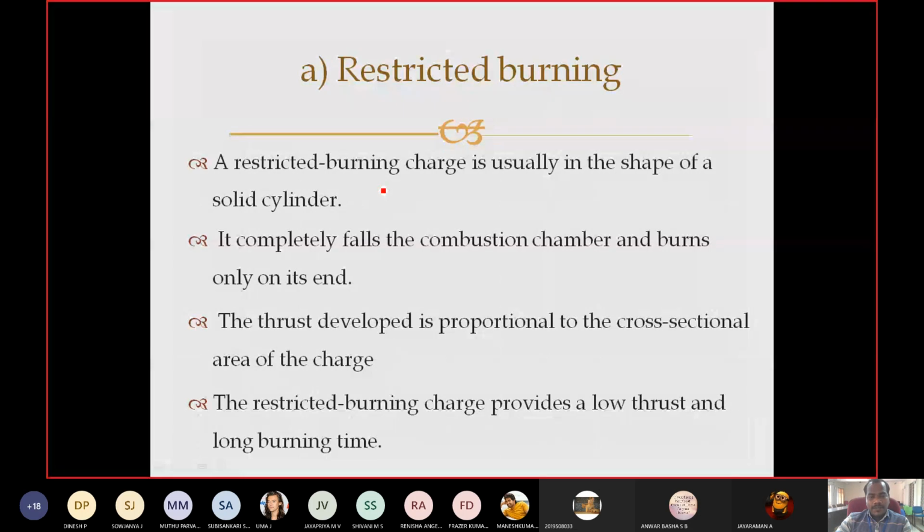The thrust developed is proportional to the cross-sectional area of the charge. This restricted burning charge provides low thrust and a long burning time. So the advantage is long burning time, and the disadvantage is that only low thrust can be produced with restricted burning.